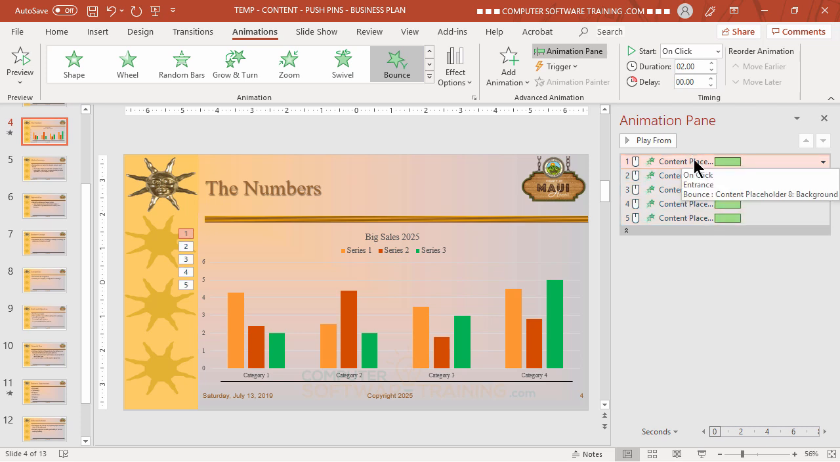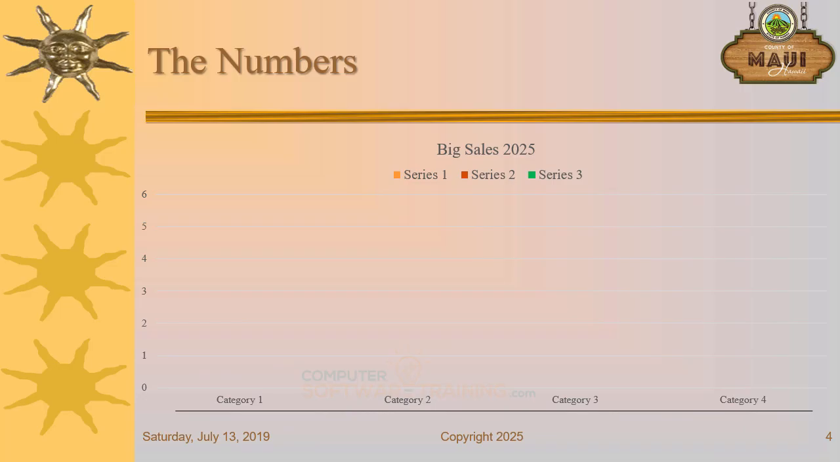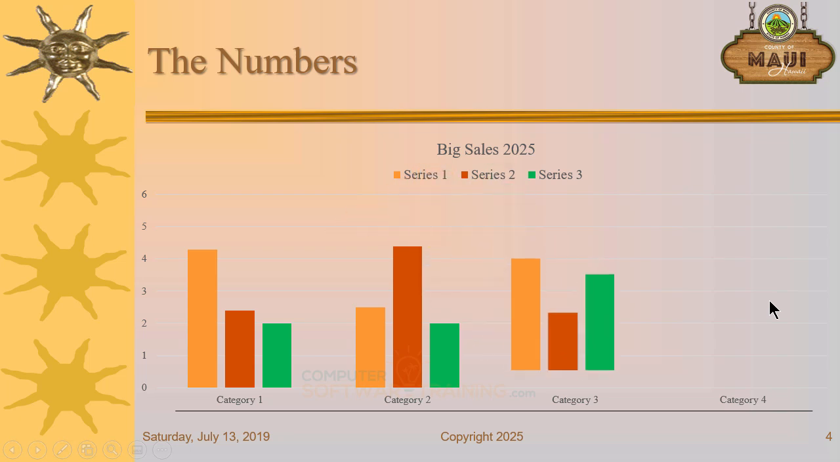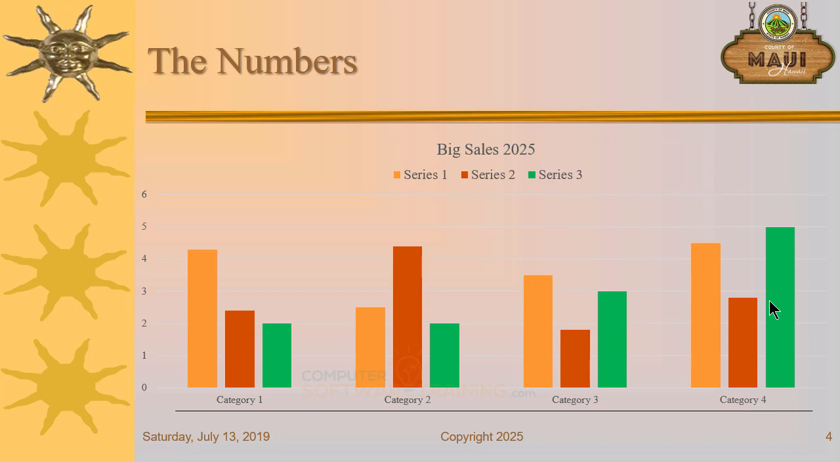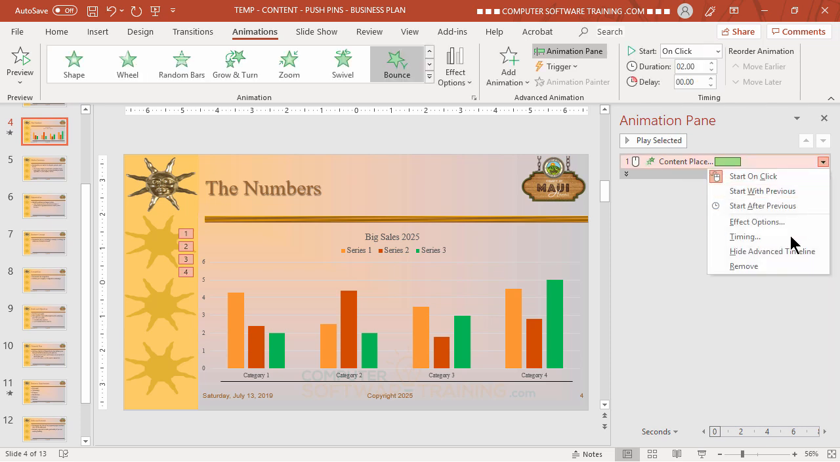So I'll click on the framework and tell it that I want no animation on that. Now when I go to present it, the framework is already there, and when I click, there's your category 1, your category 2, your category 3, and your category 4. I think it's a great thing, really. Now I hit the escape key to get out of there. I'll collapse it, go back to here again, and go back to my effect options.